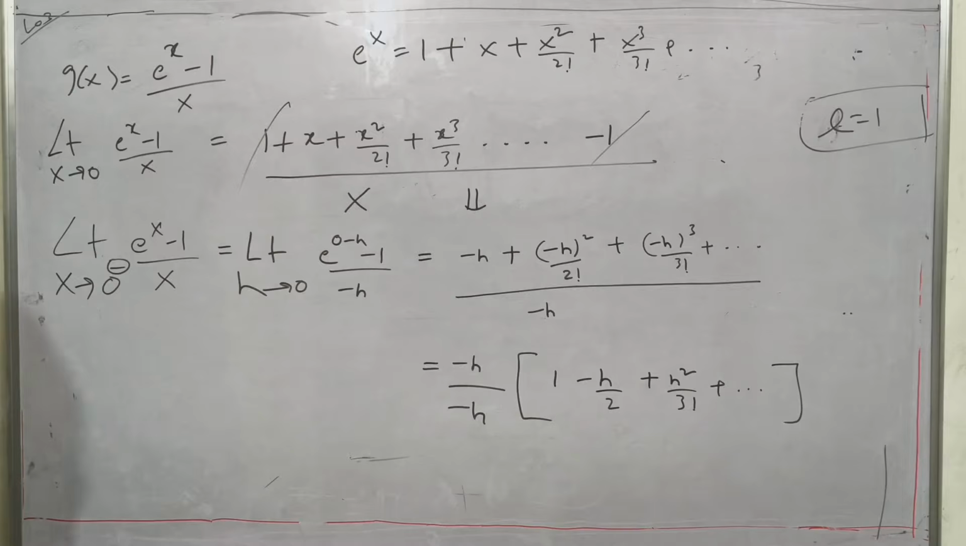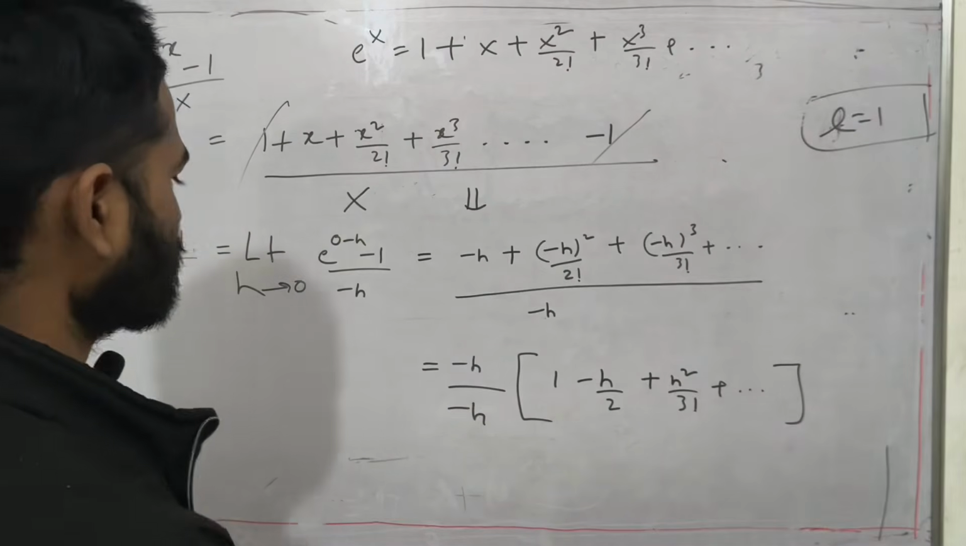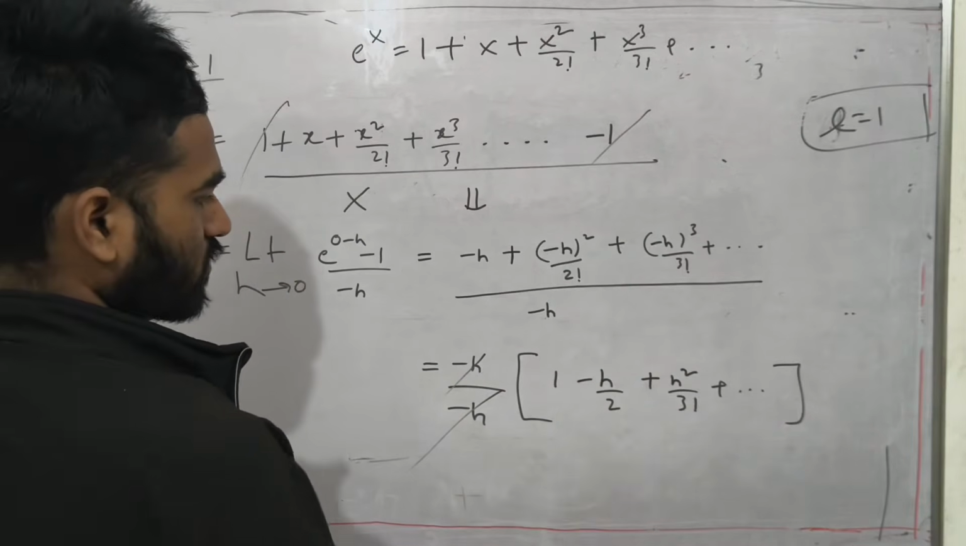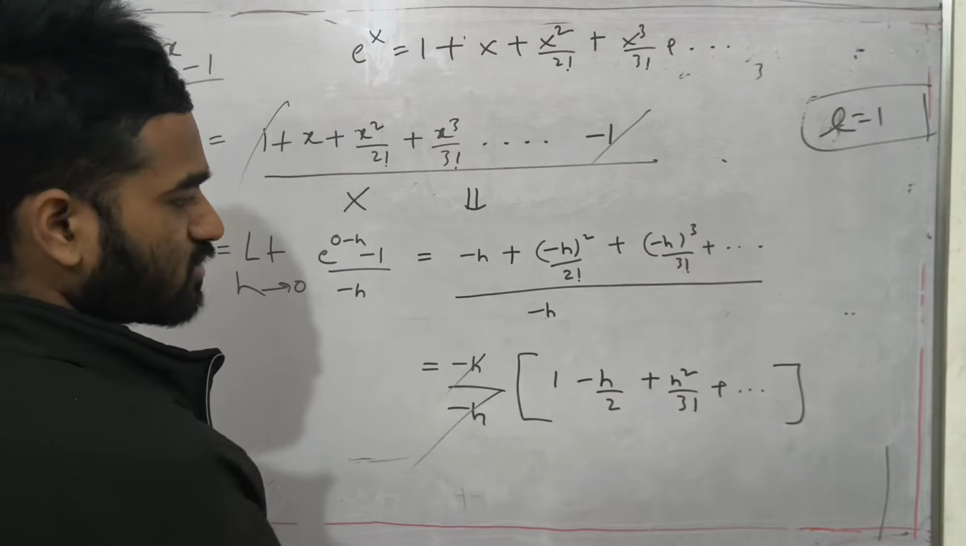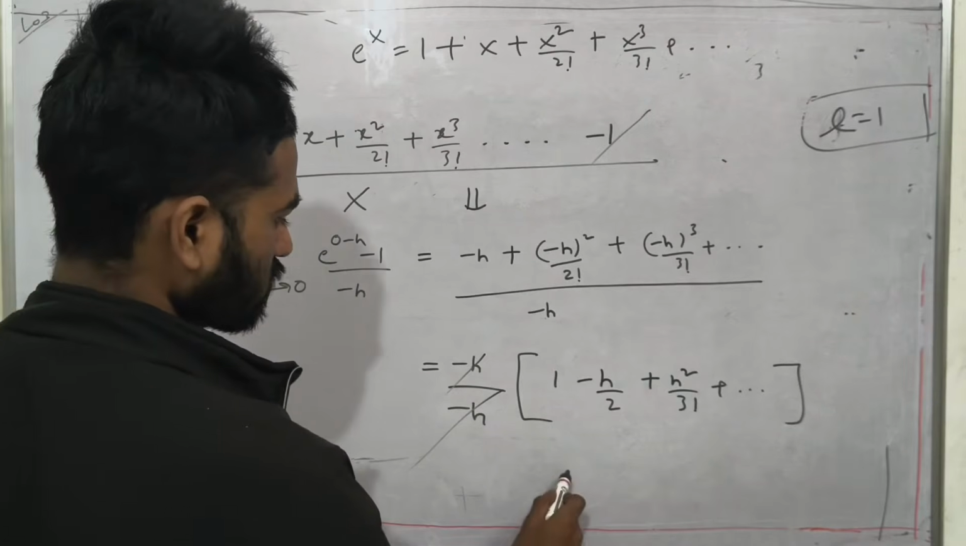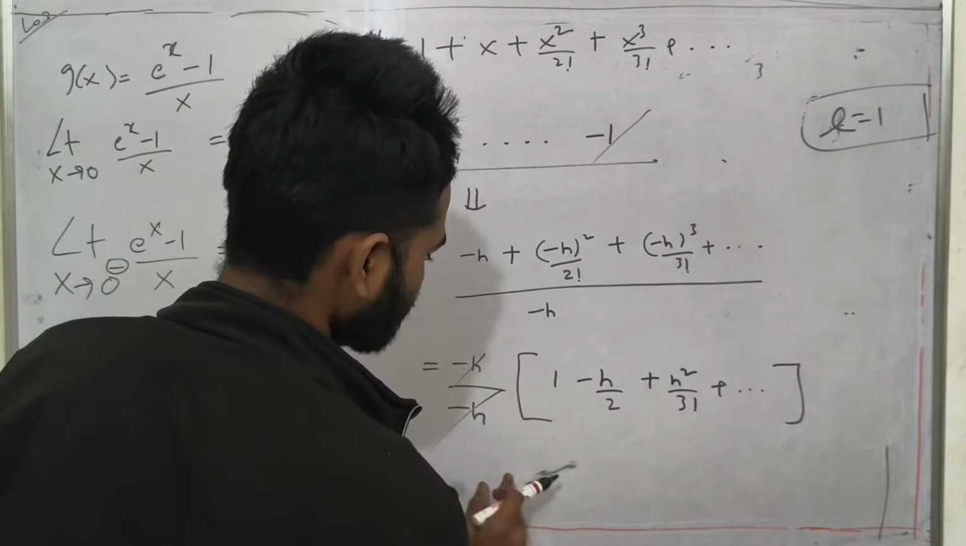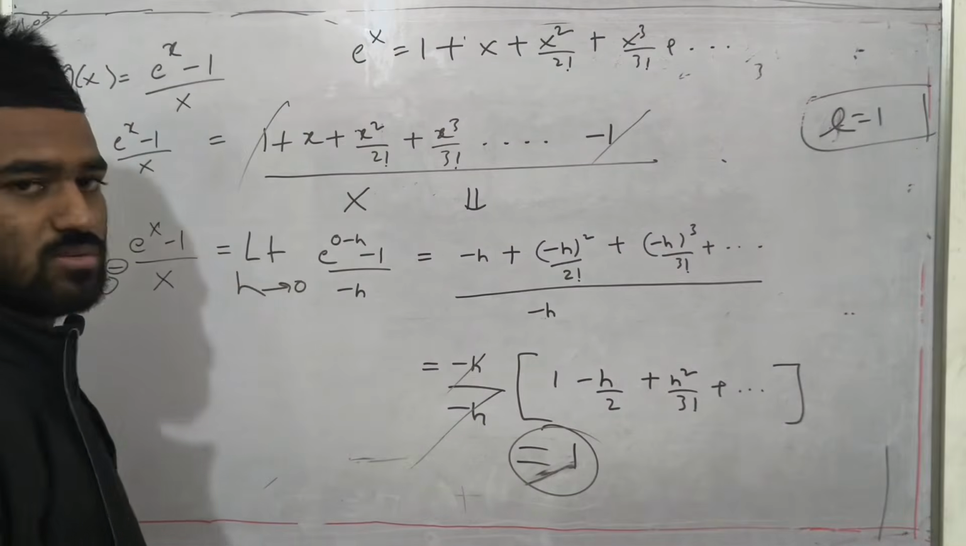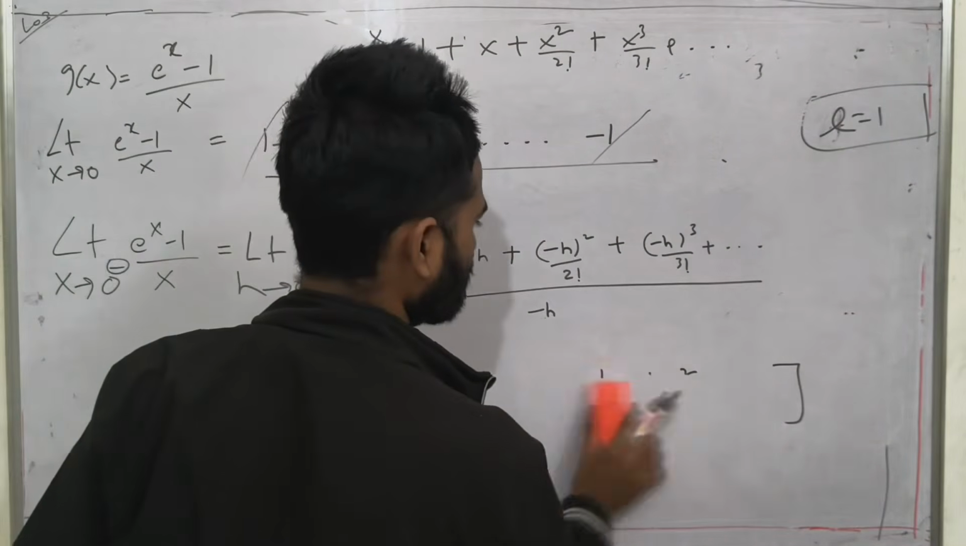Since h is not exactly 0 but tending to 0, we can cancel these out. Since h is tending to 0, h by 2 tends to 0 and h square by 3 factorial tends to 0, so this value equals 1. Okay, understood?